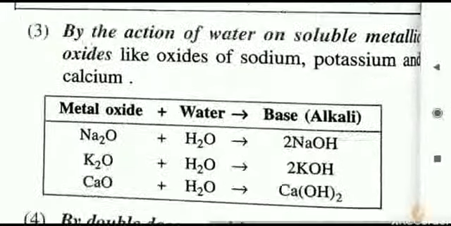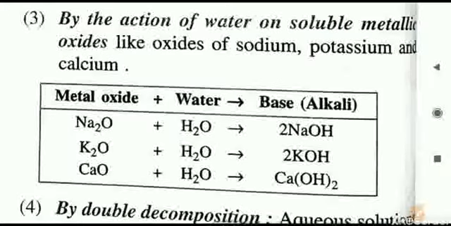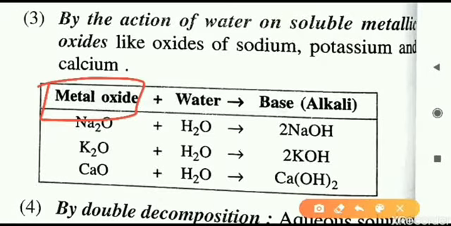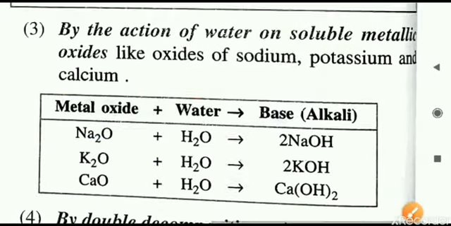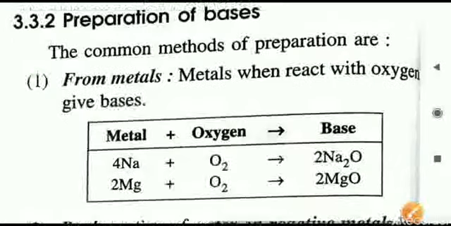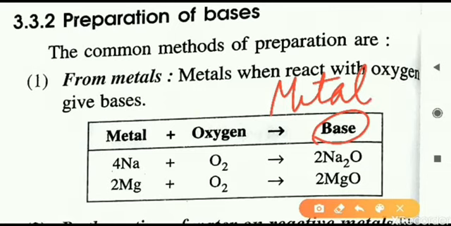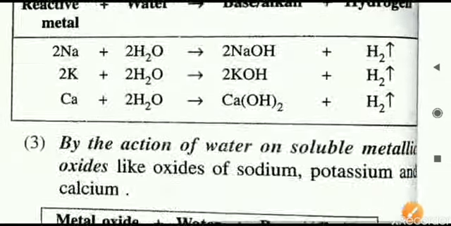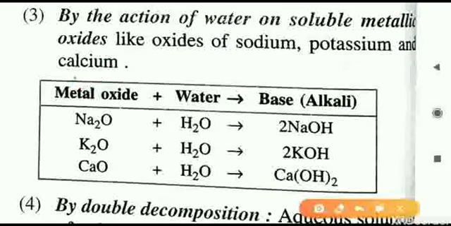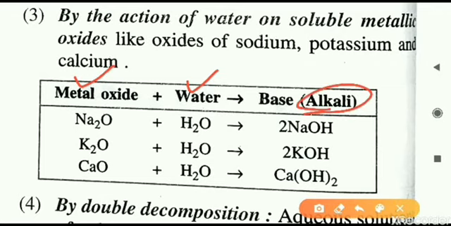The next method, the third one, is by the action of water on soluble metal oxides. Here we are taking a metal oxide and adding water to it. In the first method we have seen that we are preparing a metal oxide, and this metal oxide is put to use. It is reacted with water, and what will form? We will form an alkali. So this method is also used for the preparation of alkalis.